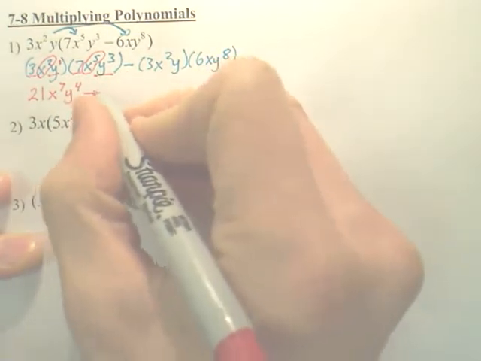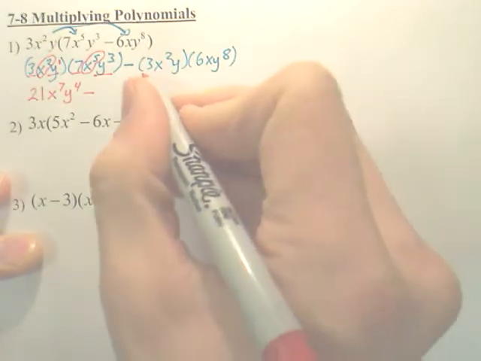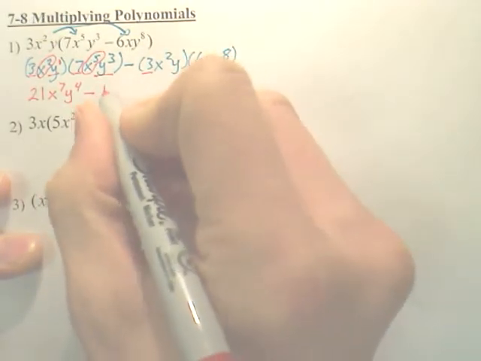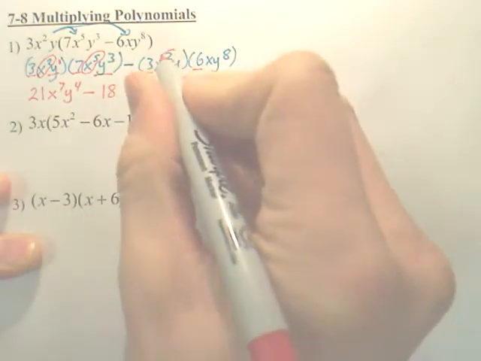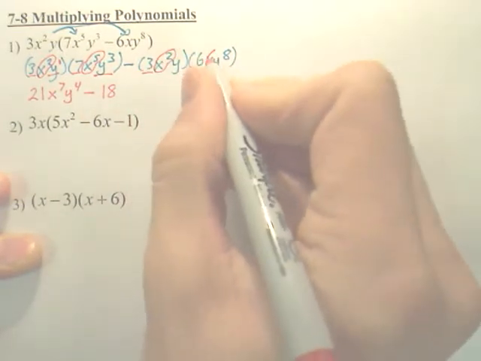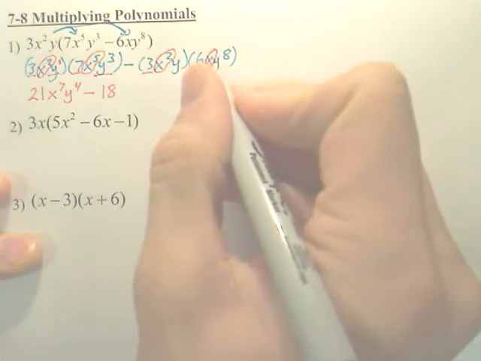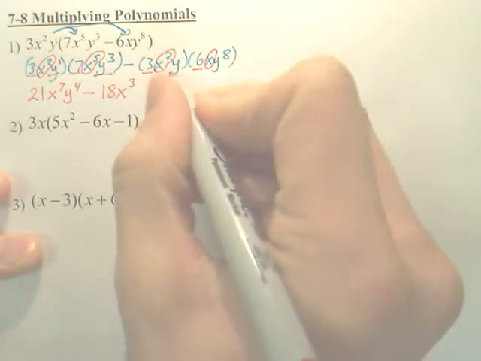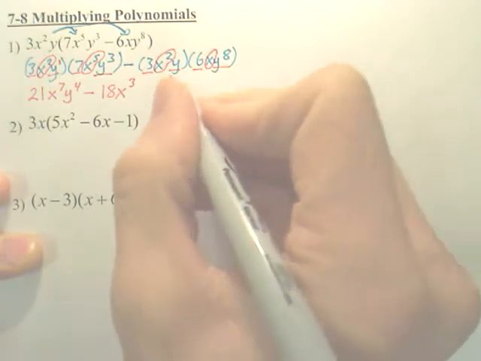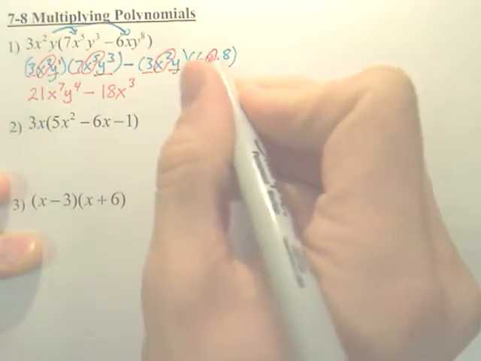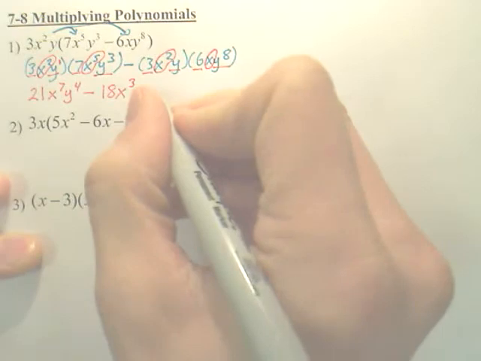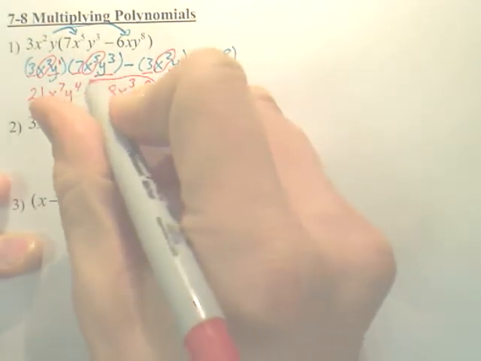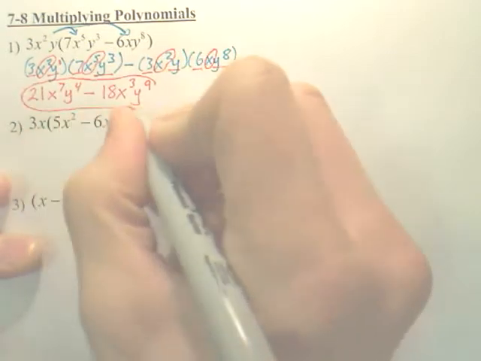Next, put the minus, and you got 3 times 6. So 3 times 6 looks like it's going to be 18. And then you got an x squared times just simply x, which is x to the 1st. So 2 plus 1 is x to the 3rd. And then you got y times y to the 8th. So y to the 1st times y to the 8th. So 1 plus 8 is 9. So y to the 9th. That is your answer. You cannot combine those. Those are different terms. And we're done.